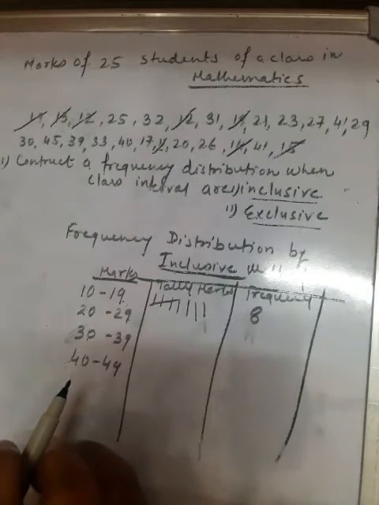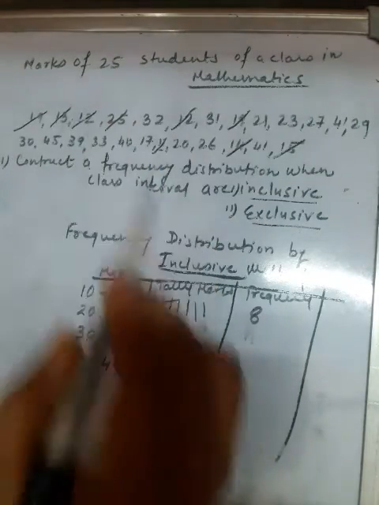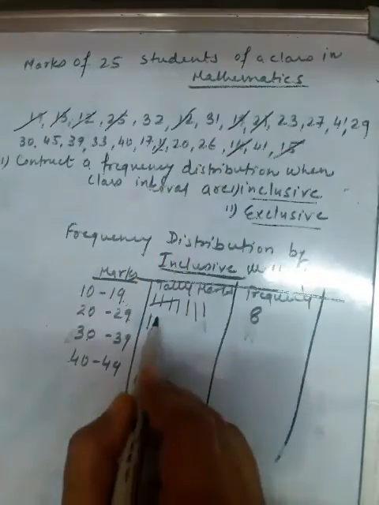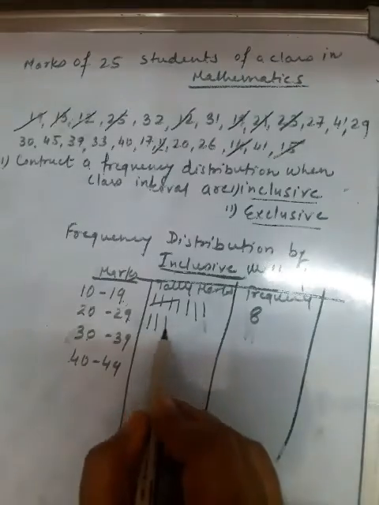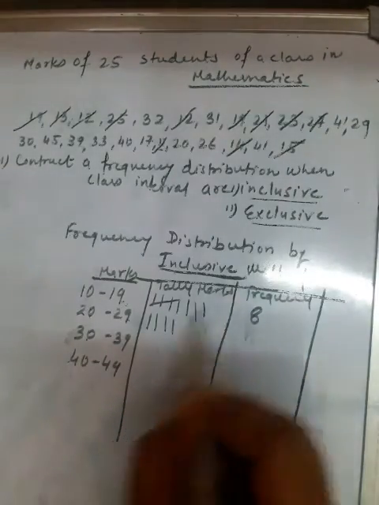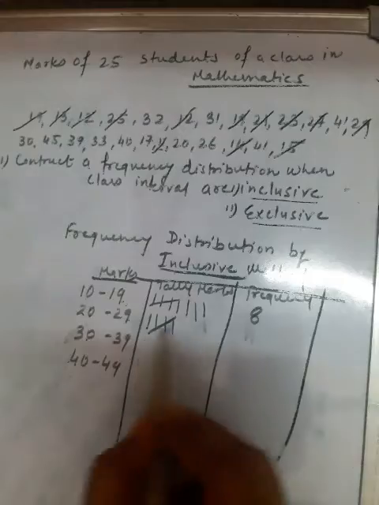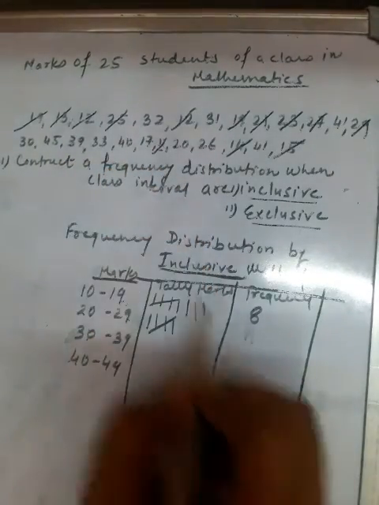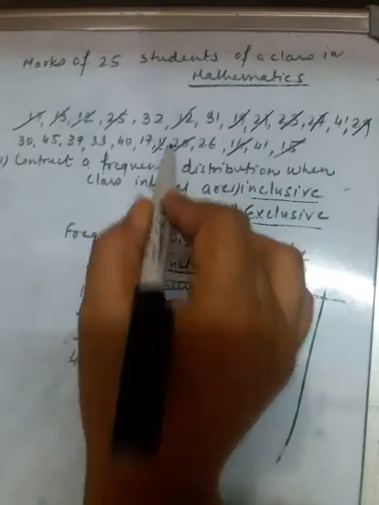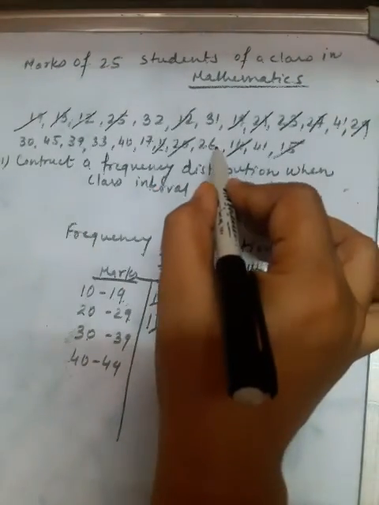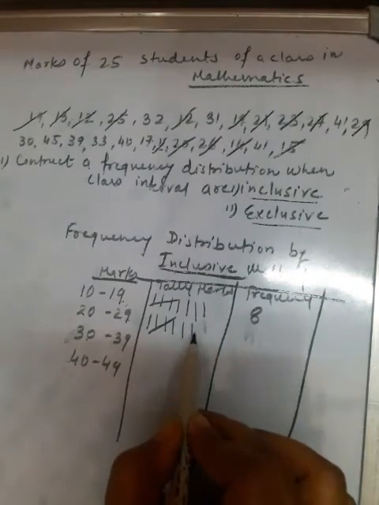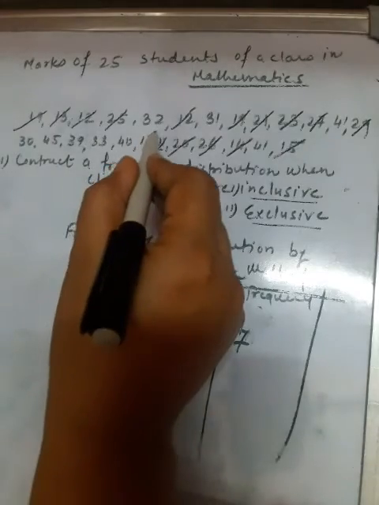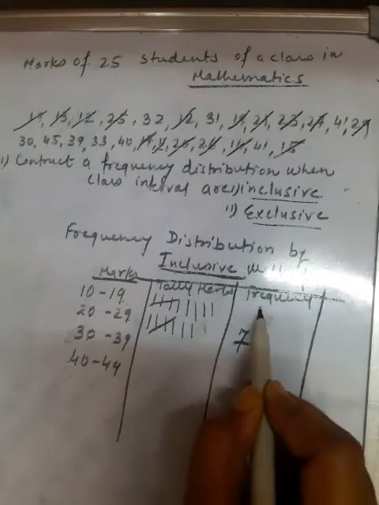Now next is 20 to 29. 1, 2, 3, 4, 5, 6, 7, that is 7. Students, here that will be 9 because one was left. Okay, here it will be 9.